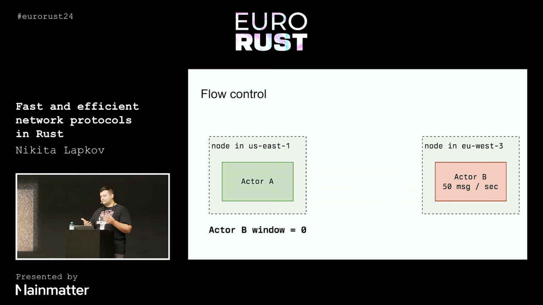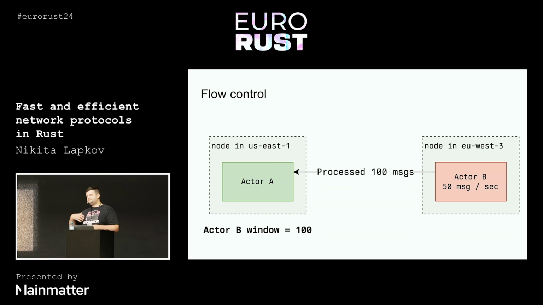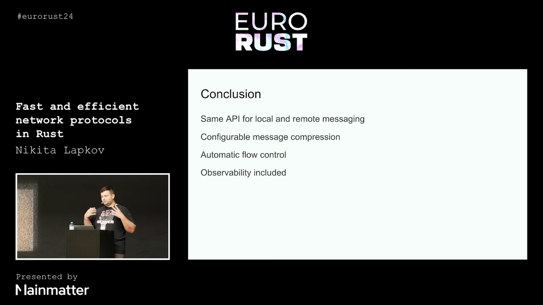So we wait for some amount of time, and then we use the control connection, which we mentioned in the beginning, to notify the sending side that, hey, actor B has managed to process 100 messages. You can restore the window and send more data. So as a conclusion, we already had a robust API for sending messages and communicating between different actors on the same node. We now have the same API for remote messaging as well.